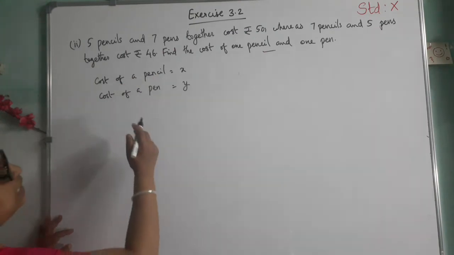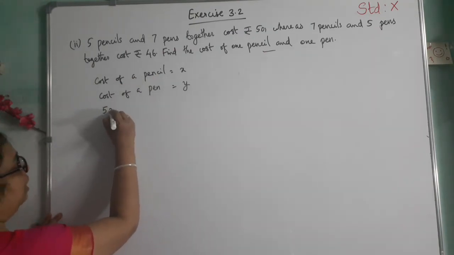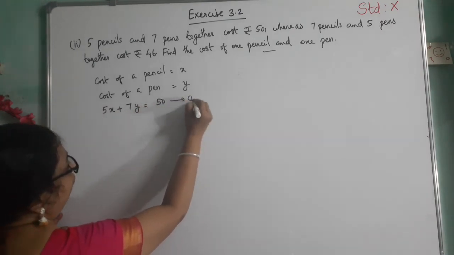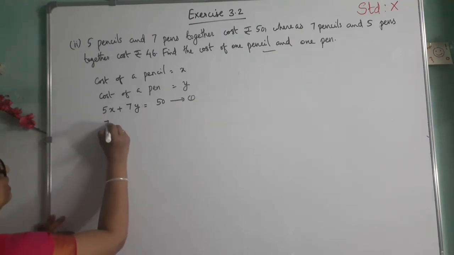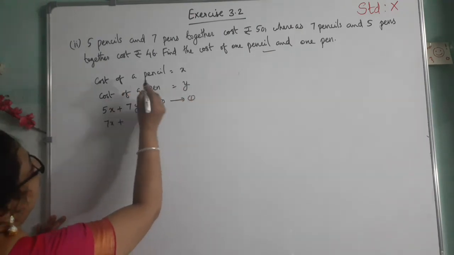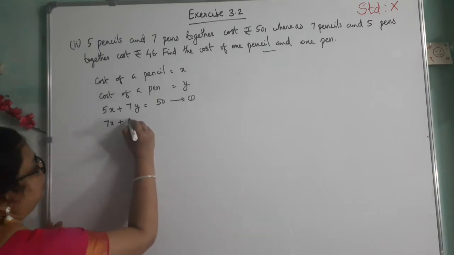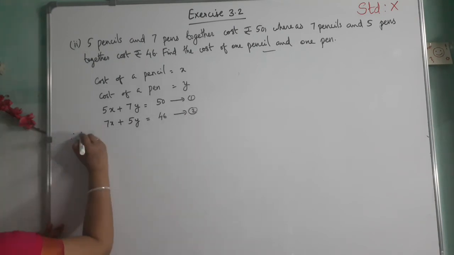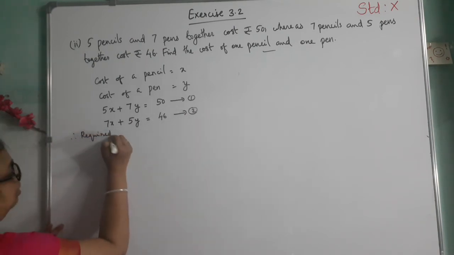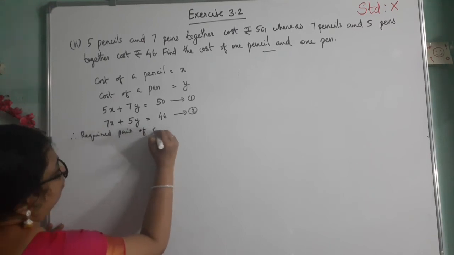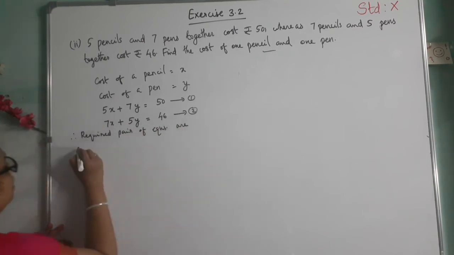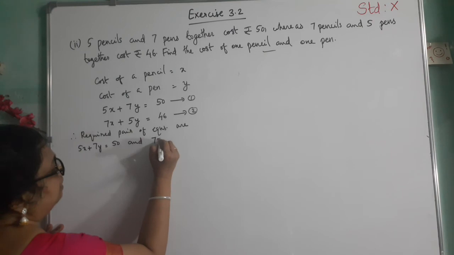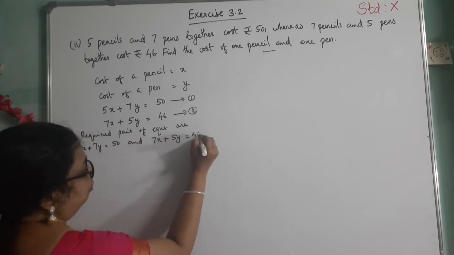Then 5 pencils and 7 pens together. So we can write 5x plus 7y is equal to 50. This is equation number 1. And the second one, 7 pencils and 5 pens, so 7x plus 5y is equal to 46. This is equation number 2. Therefore, the required pair of equations are 5x plus 7y is equal to 50 and 7x plus 5y is equal to 46.